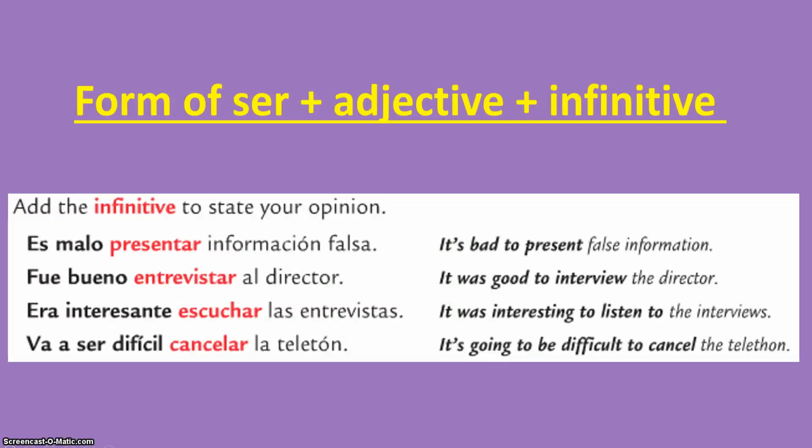Now, when you want to state your opinion, you're going to use a form of ser in either the present, preterite, imperfect, or simple future, plus an adjective, plus the infinitive. For example, es malo presentar información falsa, it's bad to present false information. Fue bueno entrevistar al director, it was good to interview the director. Era interesante escuchar las entrevistas, it was interesting to listen to the interviews. And va a ser difícil cancelar la teletón, it's going to be difficult to cancel the telethon.